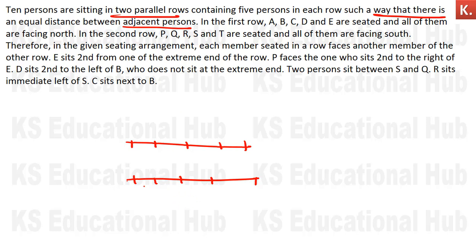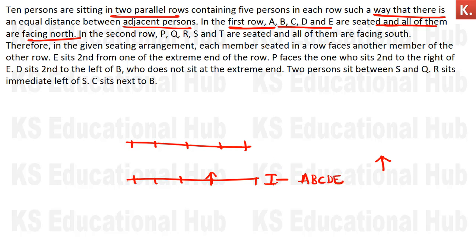So in such a way that there is an equal distance between the adjacent persons. In the first row, A, B, C, D, E are seated and all of them are facing north. We know if somebody is facing north, that particular person will be facing towards this direction. So north is this, so these people will be facing this direction. So therefore this has to be considered as row 1. So the people who are coming here are A, B, C, D, E, right?